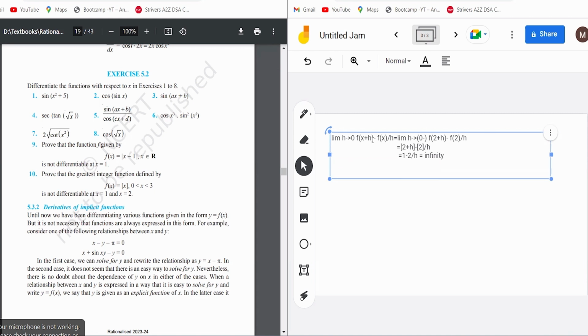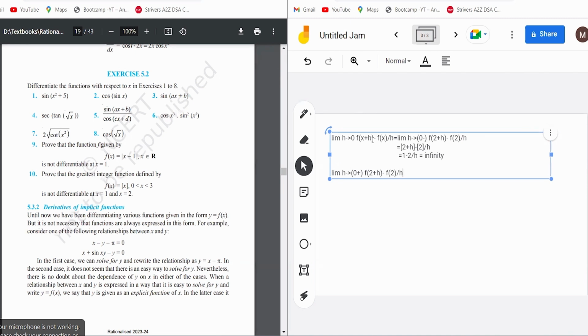But let me check for h tending to 0 plus also. Limit of h, like this you have to show for 0 plus also. We can't just do the half question. f of, instead of x, I am putting 2. f of 2 plus h minus f of 2 divided by h.